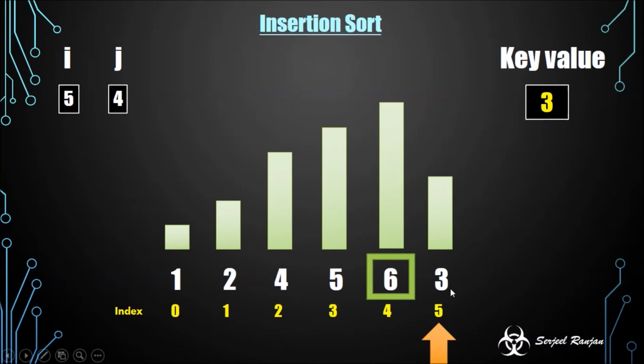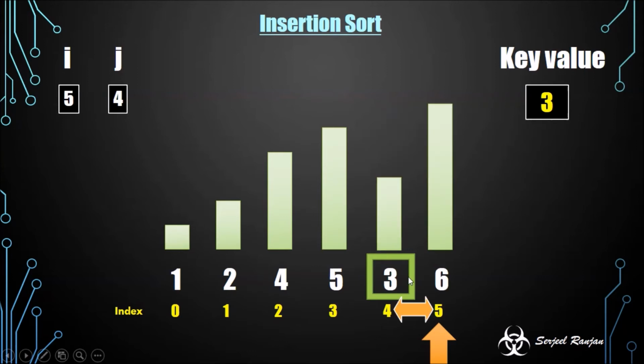index. Arrow is pointing to the value 3, that is why the key value is 3, and our box is having value 6. So we have to compare this box value with the key value, and since the box value is greater than the key value, this box value should swap with the right adjacent element. So I will do a swap here. So 3 came to 4th index and 6th number went to 5th index.